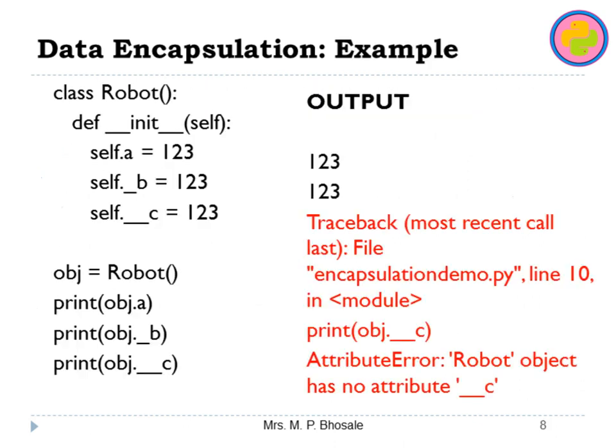Now suppose in this example I have this Robot class and this is the constructor of the Robot class, and suppose I have 3 variables, self.a, self._b, and self.__c. So this is private and this is strongly private because here I am using a double underscore. And suppose I use an object of that class and try to access these 3 variables. I can access a, I can access b, but I cannot access c because it is strongly encapsulated. So this is how you can implement the concept of encapsulation in Python.